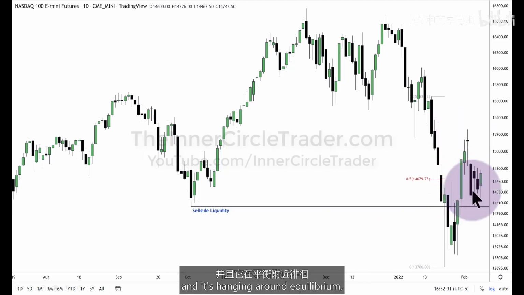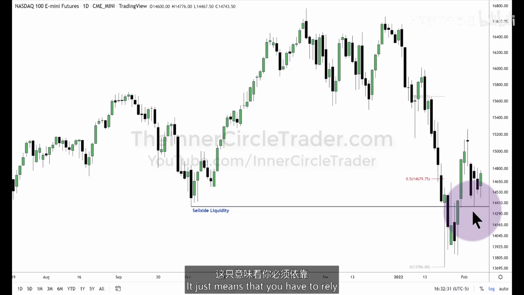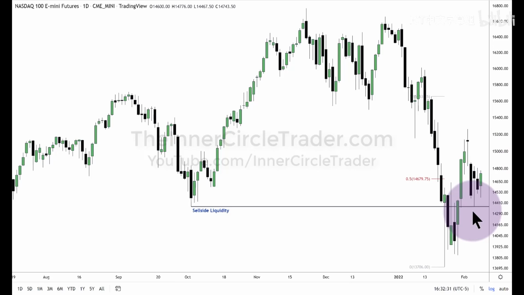So once it starts doing this and it's hanging around equilibrium, it gets very difficult, even for me, to determine a bias. So what does that mean? No trading? No. It just means that you have to rely on the smaller time frame intraday charts and simply look for liquidity pools. You're going to trade intraday volatility, running old highs, running out old lows, being a lot more nimble, like a surgical strike. You take your handles or your points that you're trying to get out of the marketplace and then run. You don't try to overstay your welcome.